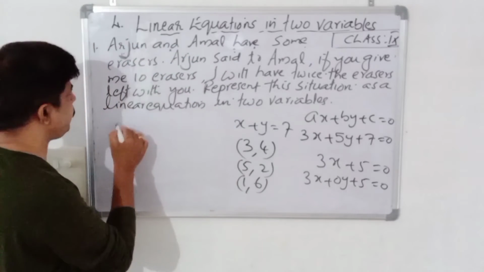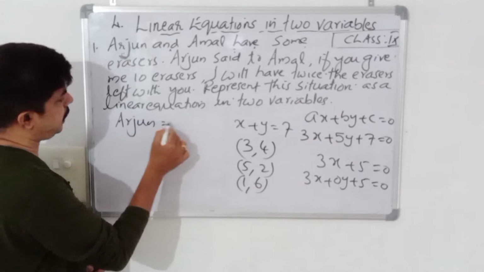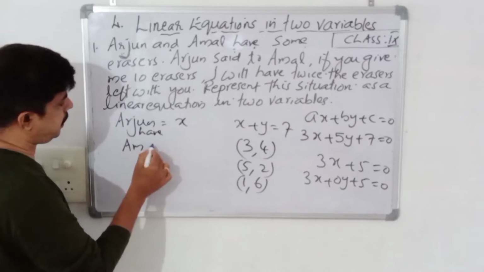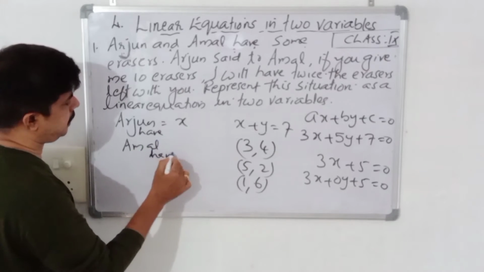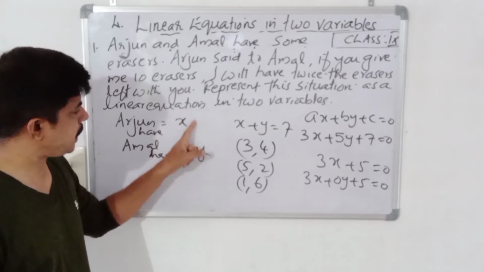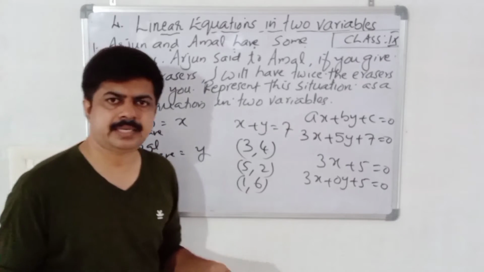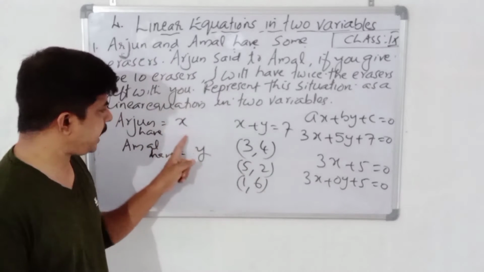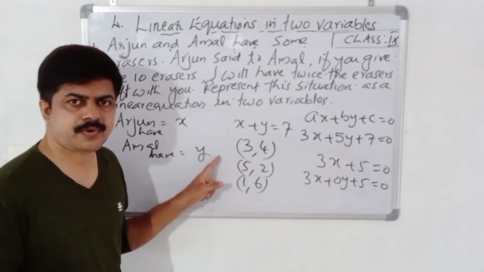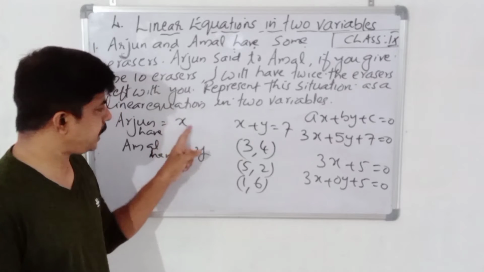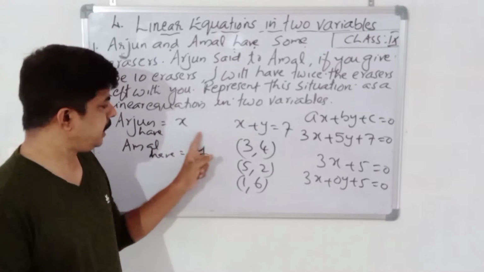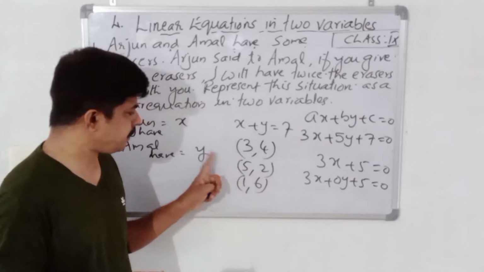Let's take Arjun has x erasers and Aman has y erasers. Actually, in the first place Arjun has x erasers. He will be getting 10 erasers, which means this will be added by 10. Aman is giving 10 erasers, so from y we have to subtract 10. Arjun is getting 10 erasers, which means x plus 10. Aman is giving 10 erasers, which means y minus 10.